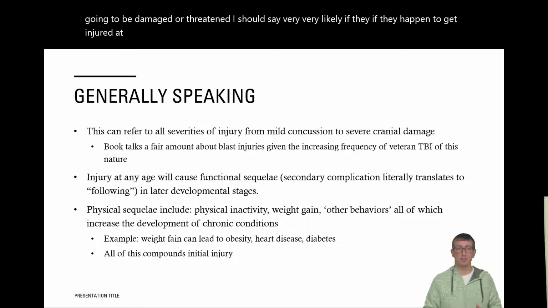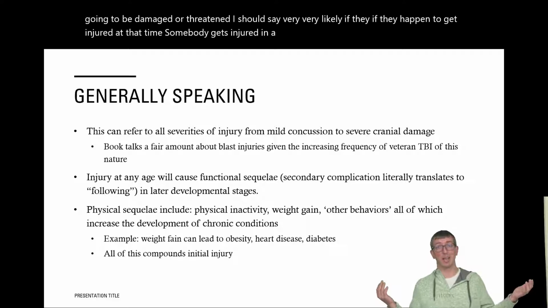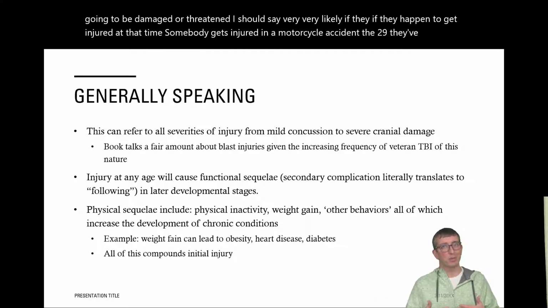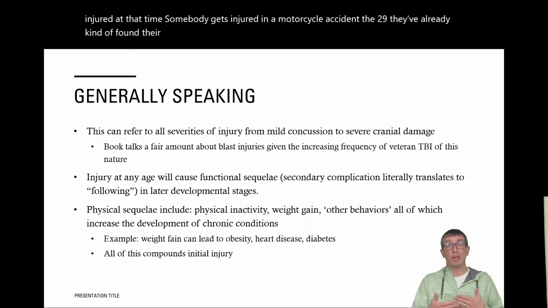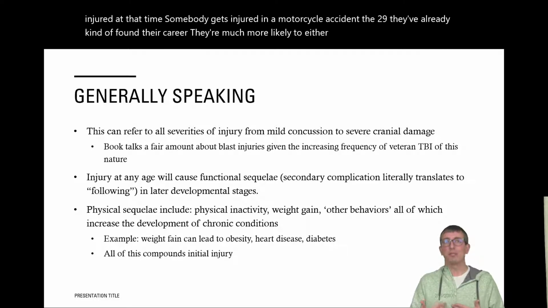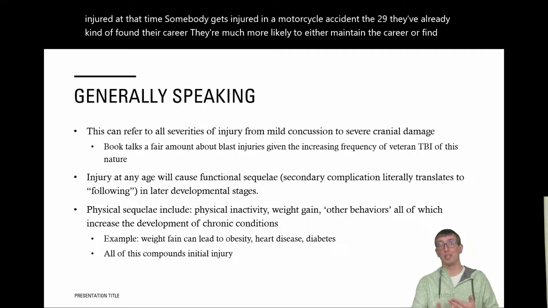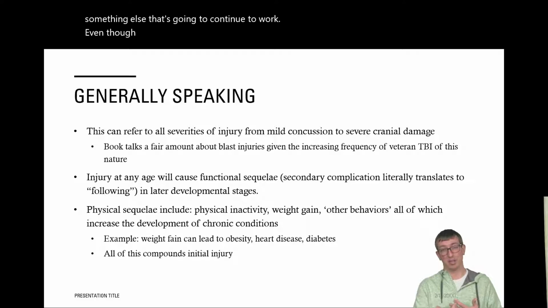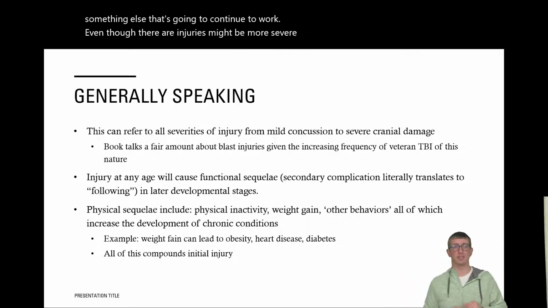Somebody gets injured in a motorcycle accident at 29, and they've already found their career. They're much more likely to either maintain the career or find something else that's going to continue to work, even though their injuries might be more severe. That's something we can get into later if we need to.